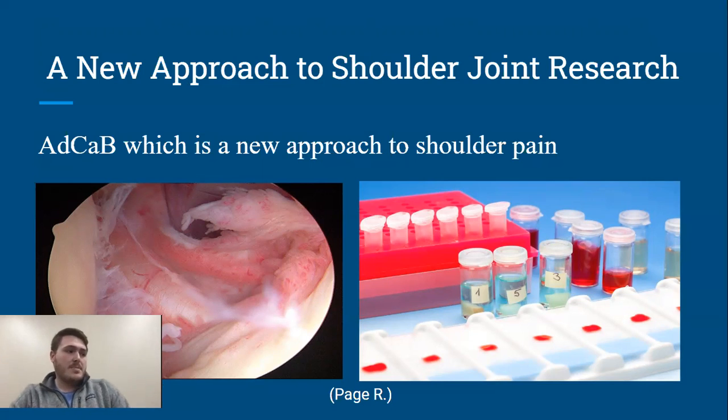And then the picture that I have shown is an arthroscopic surgery over adhesive capsulitis. You can also tell that there's inflammation in it. And then the next picture is the doctor's biobanking. It's blood and urine samples that are used to detect biomarkers for adhesive capsulitis.